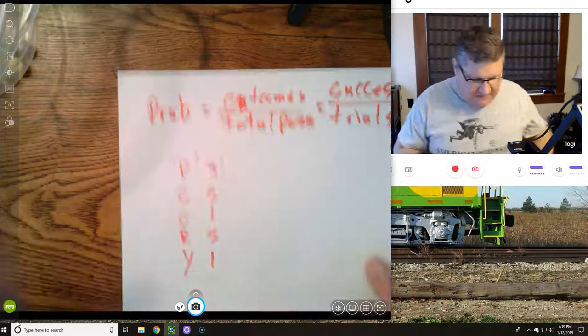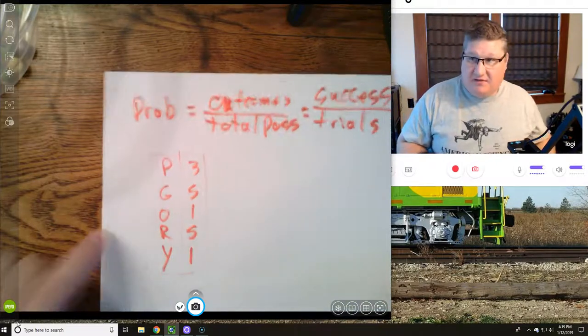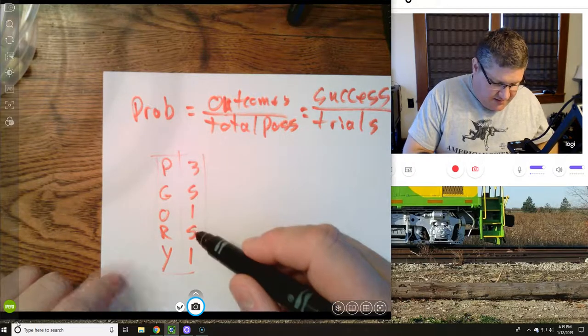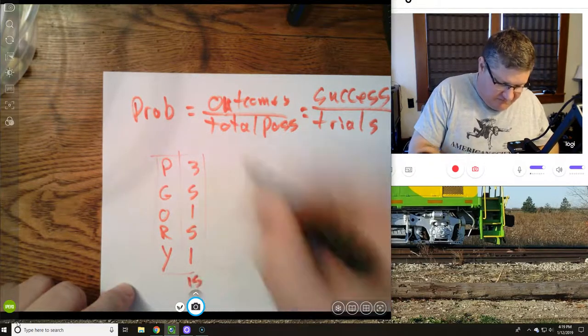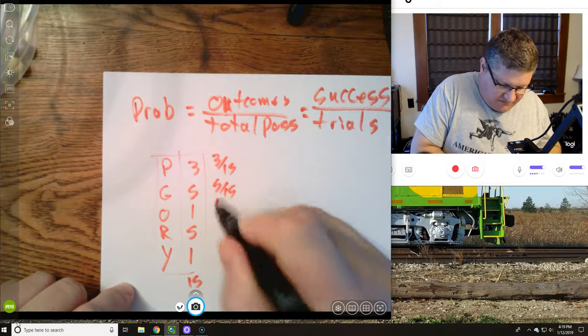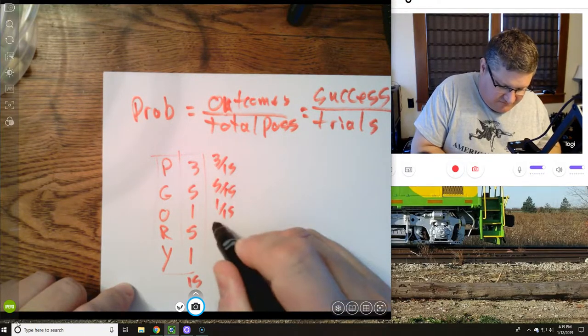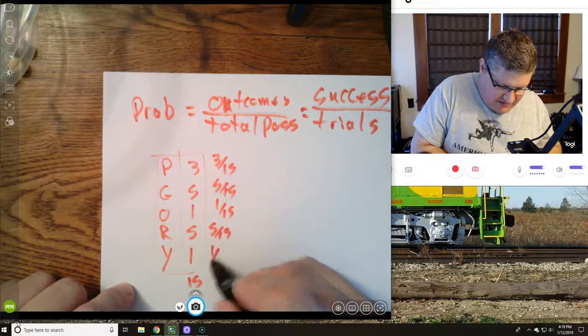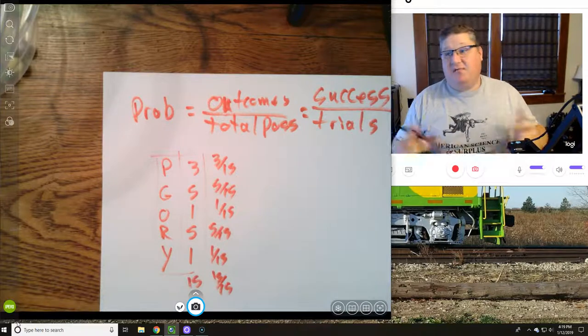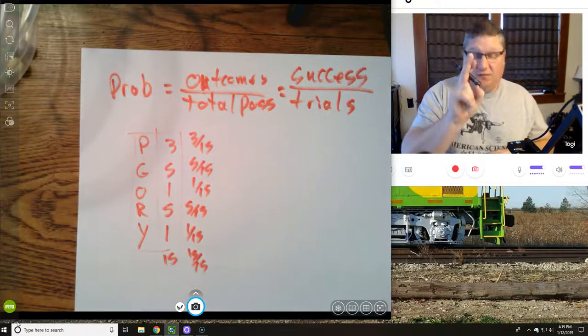But we know that to get a classical probability, we need to know how many we have. So again, I got 3, 5, 8, 9, 14, 15. So we know it's 15. We know it is 3 out of 15, 5 out of 15, 1 out of 15, 5 out of 15, and 1 out of 15, which gives us 15 out of 15, because remember, probability has to equal a total of 1.